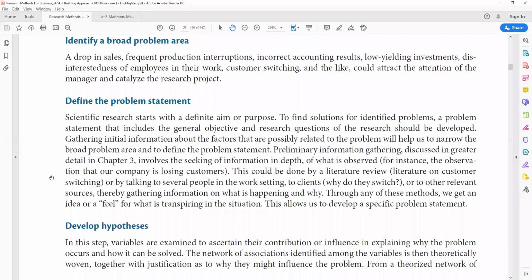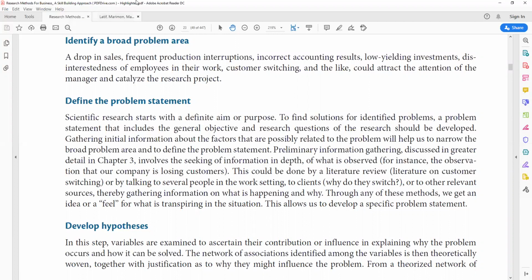You focus on existing literature, you base your problem statement on what research is available, what people have described of how these variables are related to each other. So based on what is available in the literature, based on the theory, you develop your hypothesis. And these hypotheses are further tested. So the network of association identified among the variables is then theoretically woven. So you justify how these variables are related.